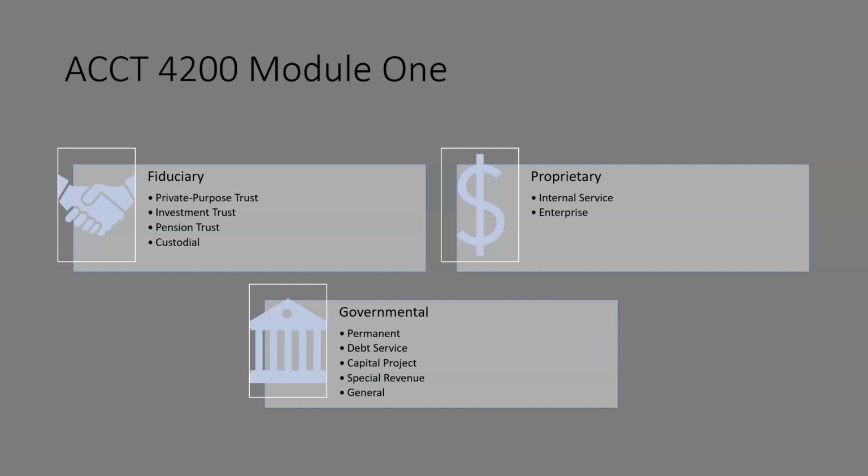And then there's the biggest one, which is governmental. And in here we have permanent funds, debt service funds, capital project funds, special revenue funds, and general funds. And they're listed in order of specificity. And so the object of a permanent fund, when we look at these, permanent funds are funds that are set up to account for resources that are restricted to the extent that the earnings can be spent, but the principal has to be held onto. And so those are permanent funds. The principal cannot be violated.